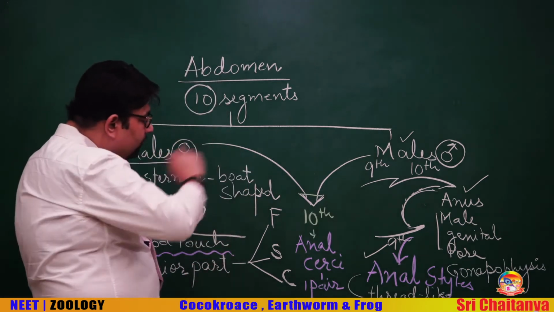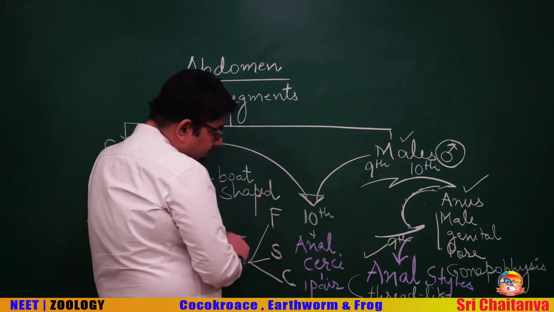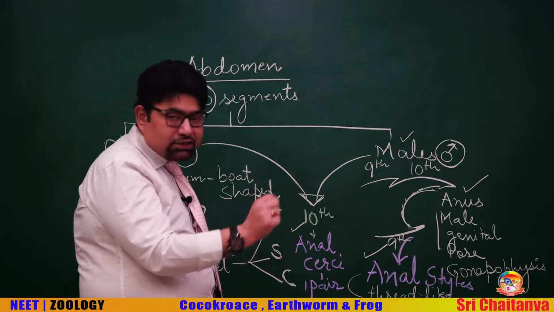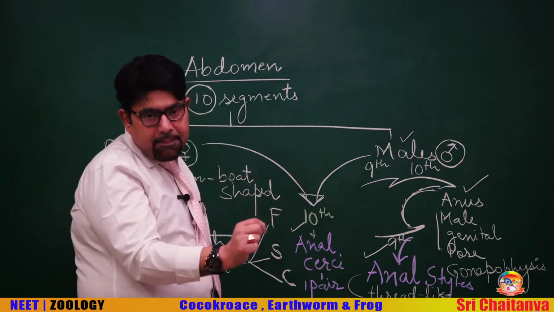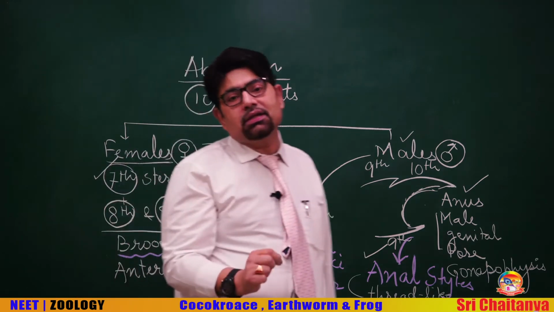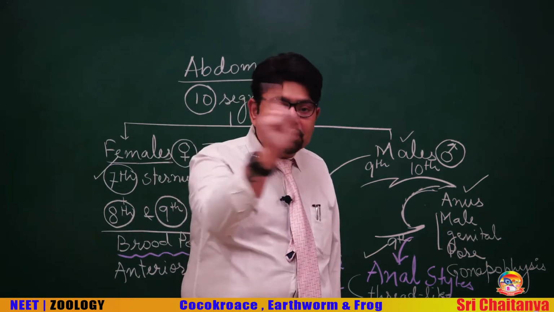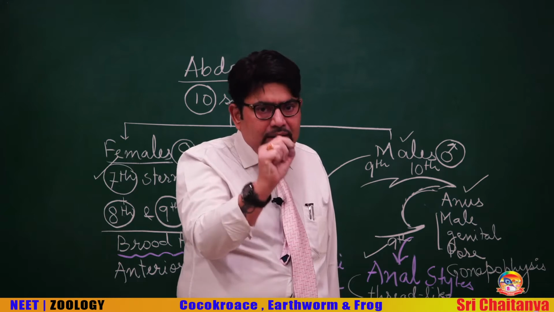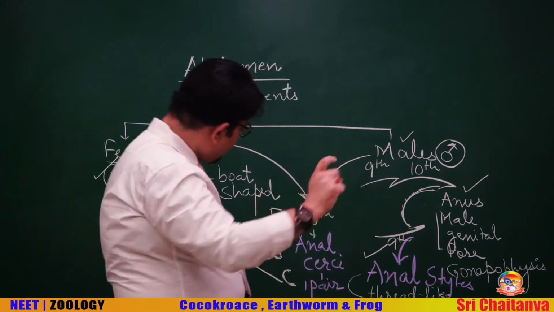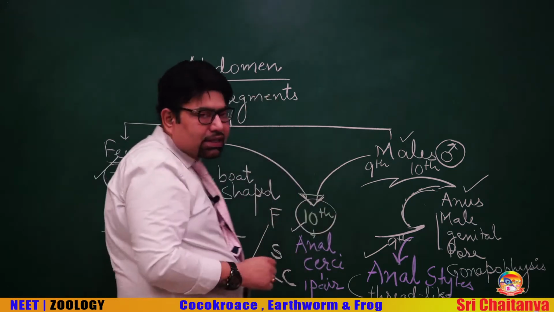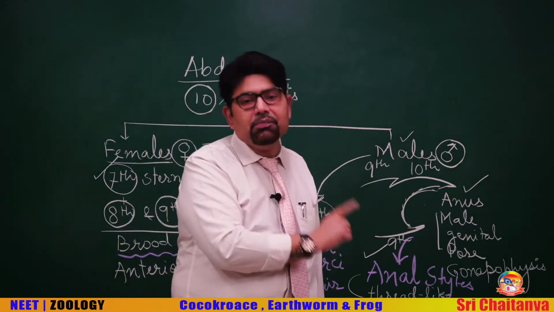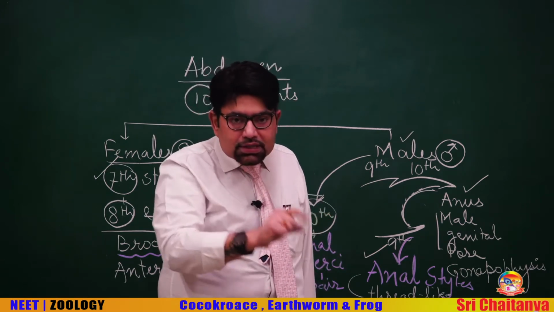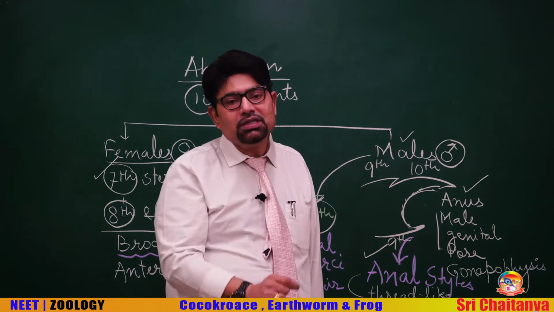In both males and females, the 10th segment has a pair of segmented filamentous structures called anal cerci. The bottom line here is anal cerci are present in both the sexes, male and female, and they are short, filamentous, but segmented, jointed, at the 10th segment, whereas only in males there is a pair of anal styles, and this is used to distinguish male and female cockroaches externally.